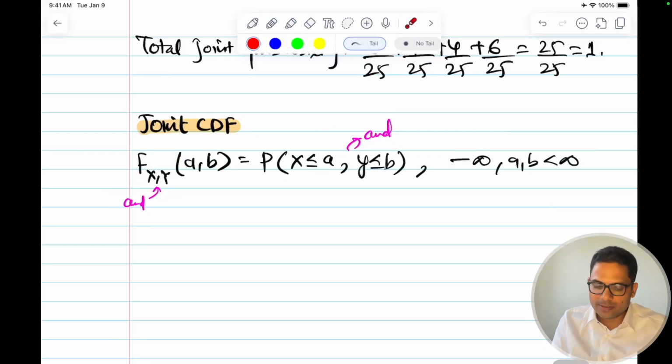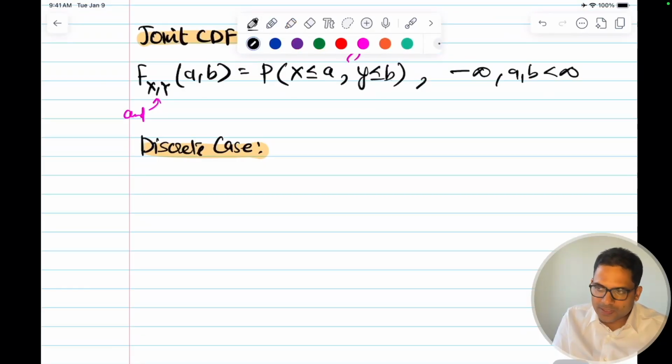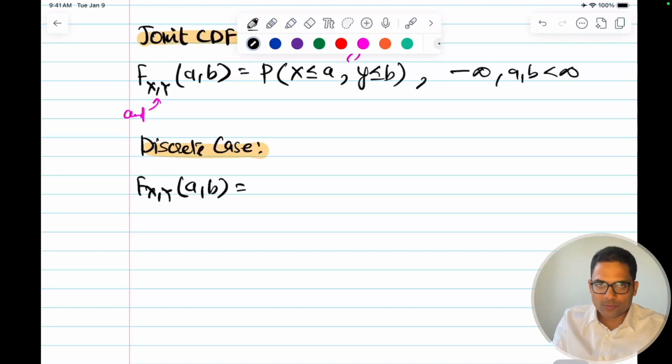And what will be the value for the discrete case? Same thing. How will we write it? F of X comma Y, X and Y, A and B. I'm using this A and B now, and later on I'll come back to the X and Y notation. It's just to make you familiar. So again, this will be probability of X. I'll write it so many times so that you remember it. So this is what it is.